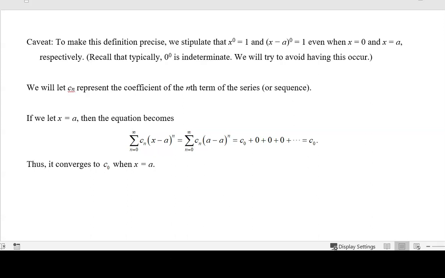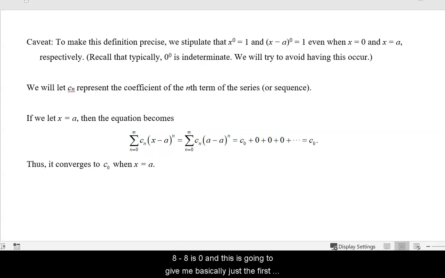Again, the c sub n simply represent the coefficient of whichever term you're at in the series or the sequence. Let's take a look at the formula for the binomial expansion whenever we have x equal to a. Given that we're going to assume that (x minus a) to the 0th power will be 1, even if x is equal to a, this formula here on the left is going to simplify to the one in the middle where I've replaced x with a.